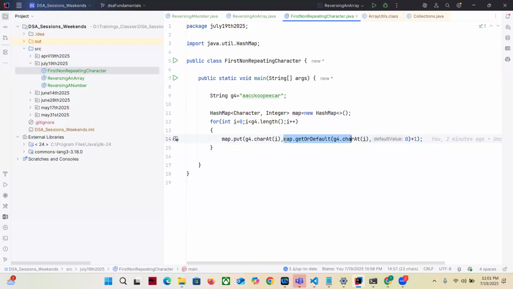So what does map.getOrDefault do, guys? For people who have attended the hash map session, what does map.getOrDefault do for you?